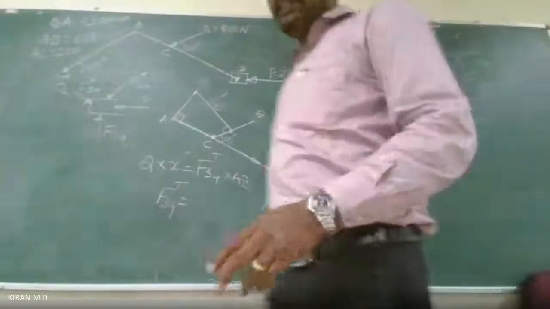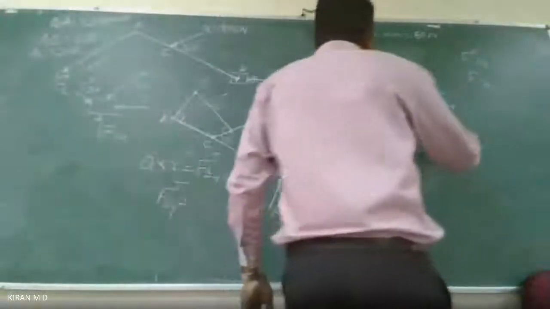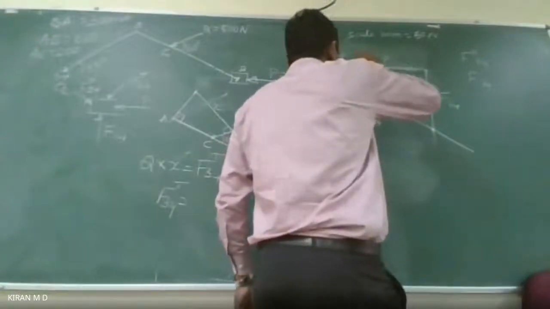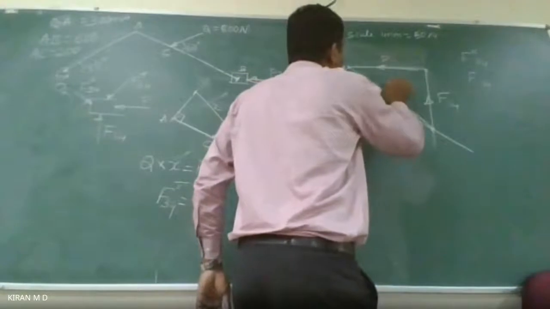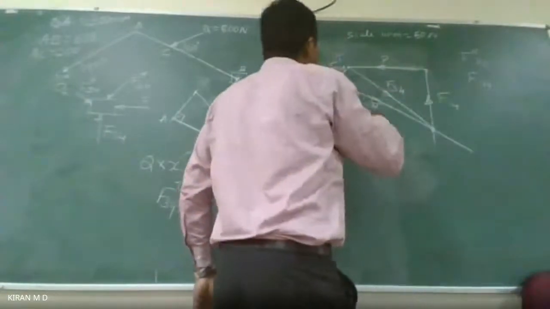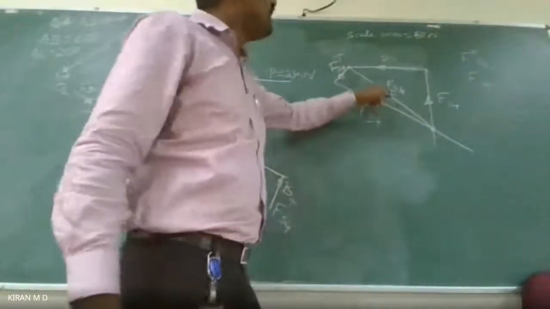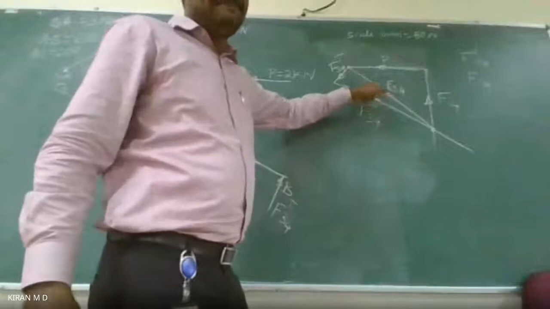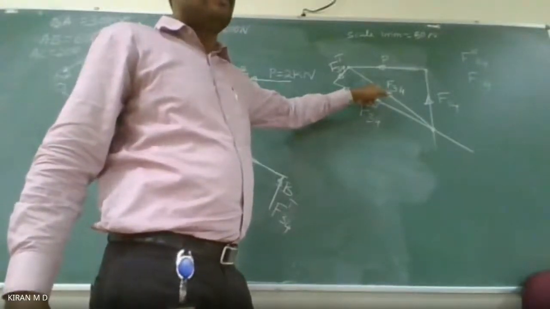Here only, from this figure you can get the F34, from this point to this point. This is the resultant, F34. This is Fn34, this is Ft34, this is F34, the resultant. Okay, now? Is it clear?